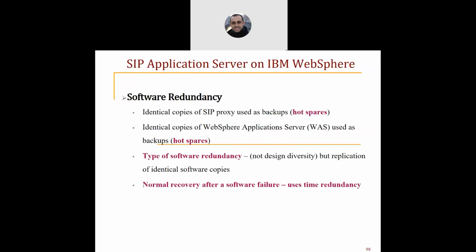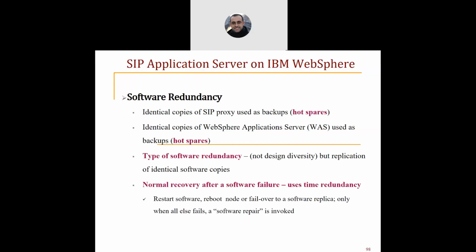And the normal recovery after a software failure uses time redundancy: restart software, reboot a node, or fail over to an identical replica. Only when all else fails is software repair invoked. So this is very different from what you learn in your textbooks and your courses.